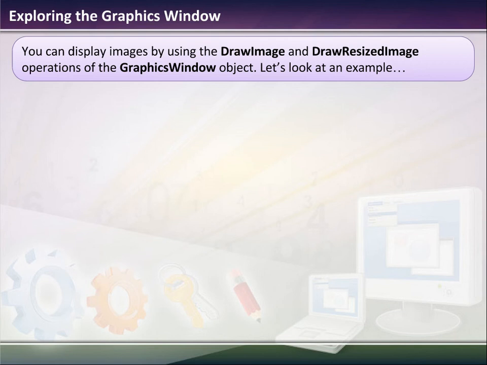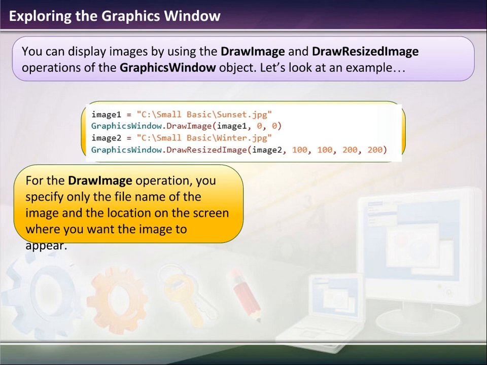You can display images by using draw image, draw resize image operations of the graphics window object. So let's look at a couple examples of that. Image 1 is equal to, and then we have a location on the hard drive of a JPEG file. The next line is draw image, so we will take that image and display it. Next we will find another picture, and then we will display that, but this time it says to resize the image, so we're going to make the image fit our specifications there.